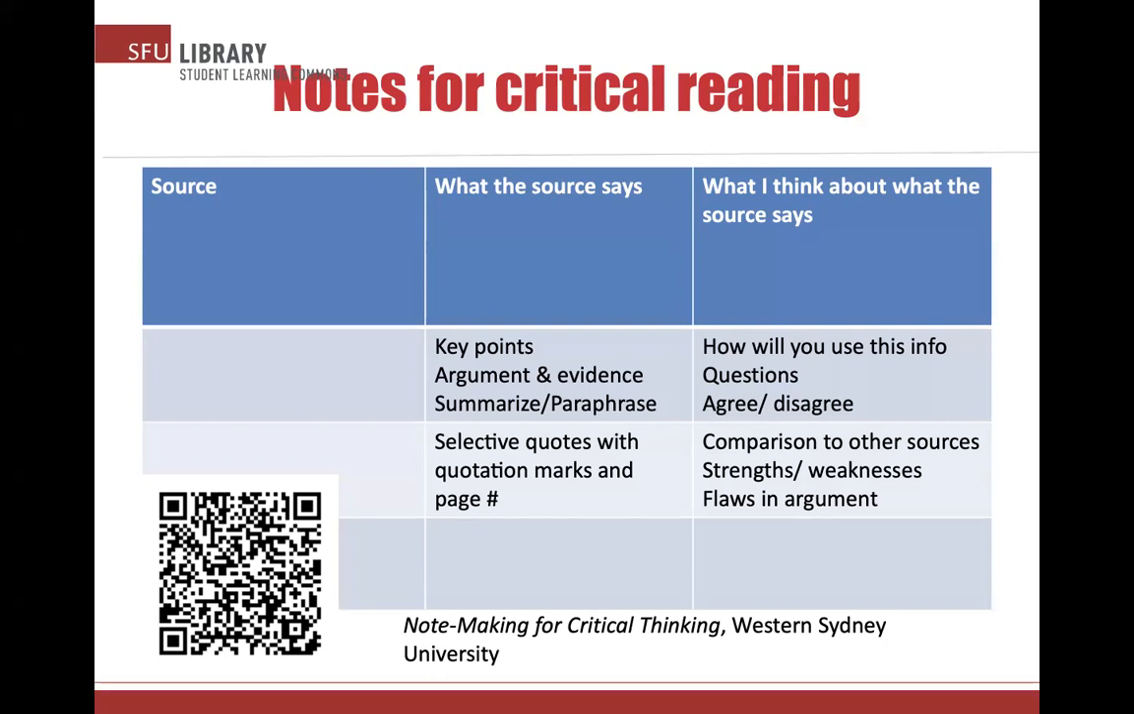If the source is making an argument, you want to write down what the source is saying, what the main argument is, and what the pieces of evidence are that they're using. And you might want to put some quotes with quotation marks or page numbers, but you would definitely be using quotes very sparingly in what you're writing, so you wouldn't always write down any quotes.